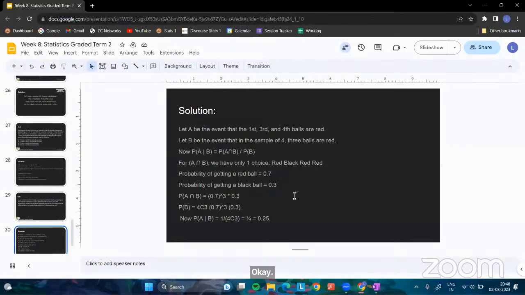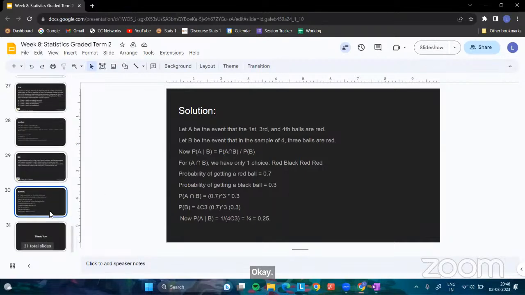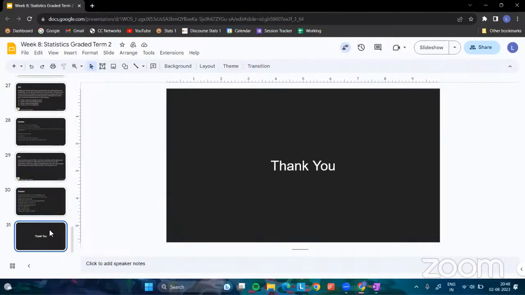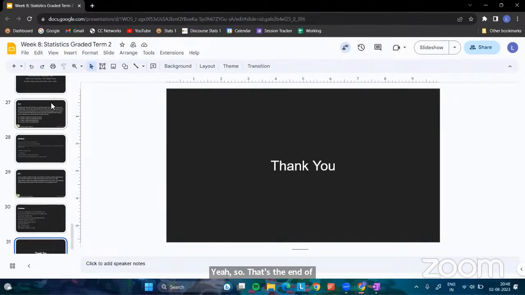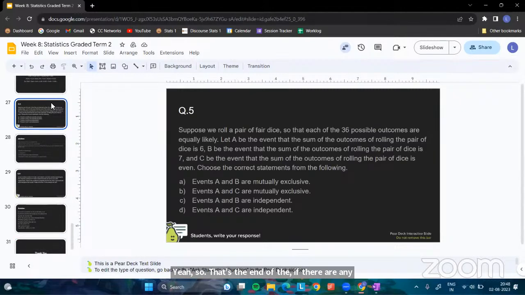So any other doubts in this question? Yeah, so that's the end of the first solve session. If there are any doubts with respect to these 6 questions, you can ask them now.